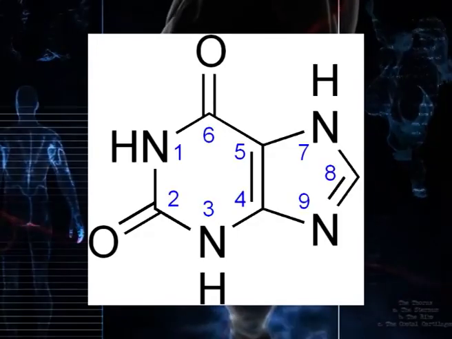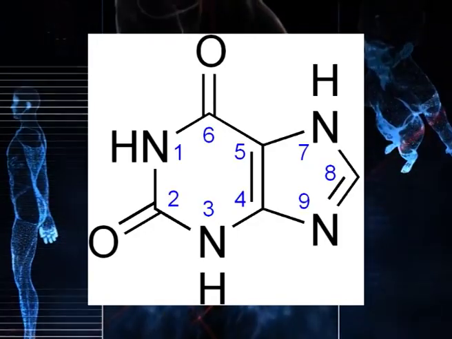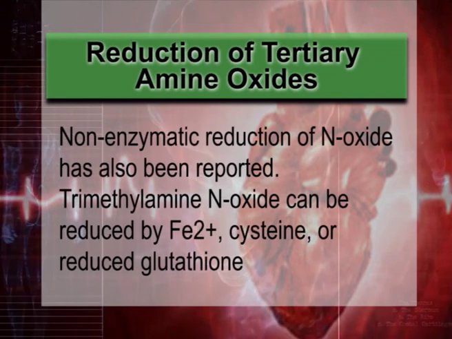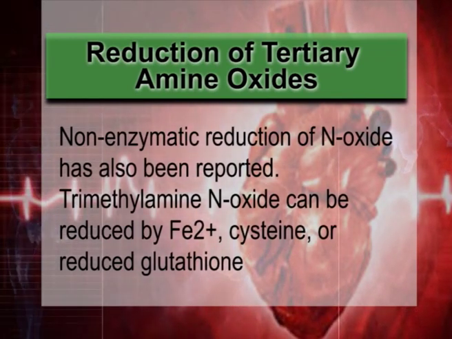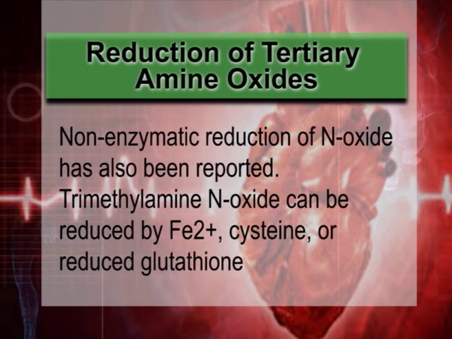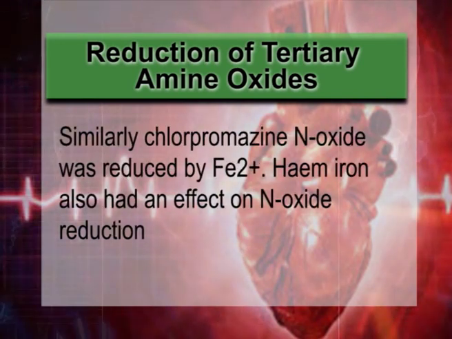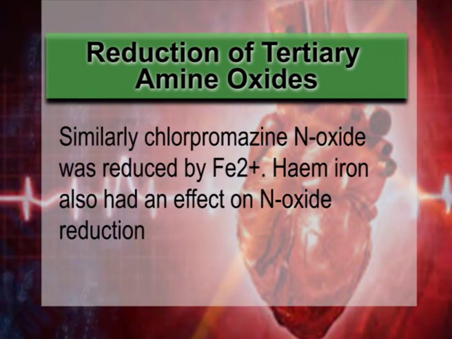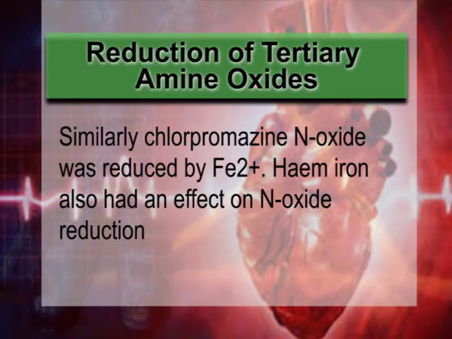N-oxide reduction has been reported to be enzymatic, non-enzymatic or both, aerobic or anaerobic, heat labile or heat stable, dependent on or not connected with xanthine oxidase or dependent on various cofactors. Non-enzymatic reduction of N-oxide has also been reported. Trimethylamine N-oxide can be reduced by iron, cysteine or reduced glutathione. Similarly, chlorpromazine N-oxide was reduced by Fe2+; heme iron also had an effect on N-oxide reduction.